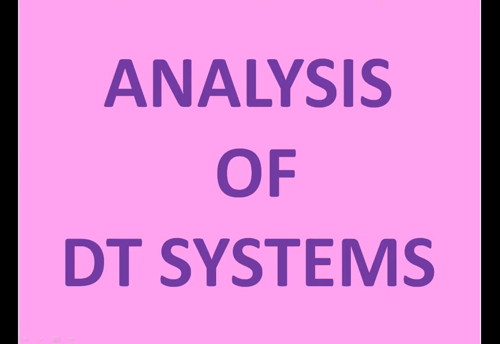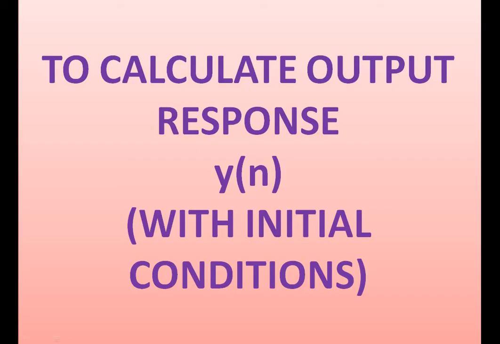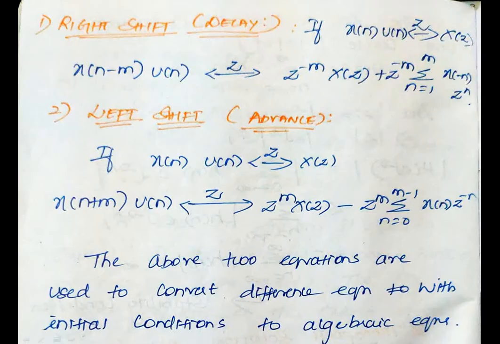So welcome to the video lecture on signals and systems. In this video we will be discussing the analysis of DT systems, and under this we will find how to calculate the output response y of n when the initial conditions are provided. So let us first discuss a few basic points.